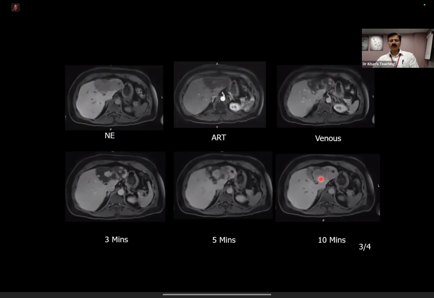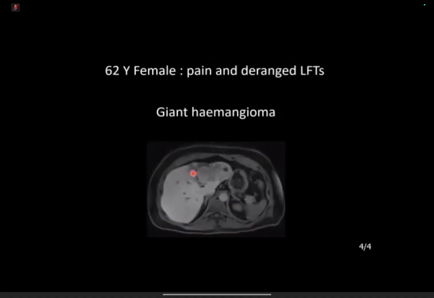Even here, the same formula applies: is it equal to the blood pool? You have to remember that. Look at the enhancement pattern, and you will agree even on this late phase, it is equal to the blood pool. Look here, and it is equal to the blood pool. Look here, and it is equal to the blood pool. So this is another giant hemangioma.